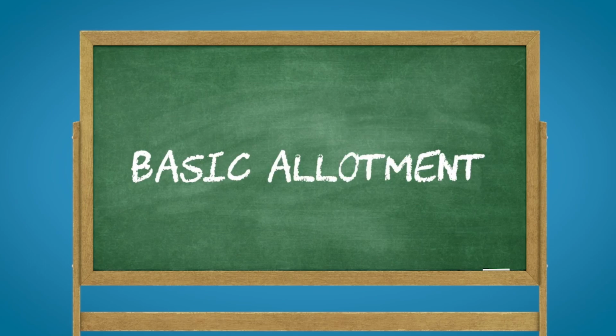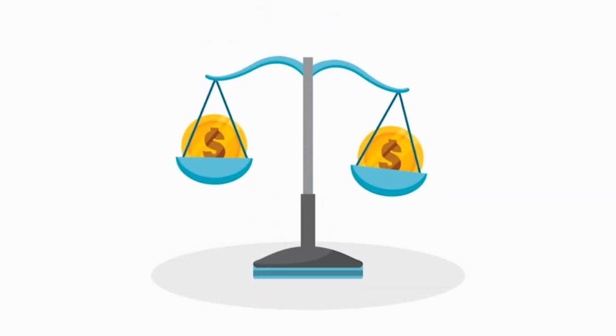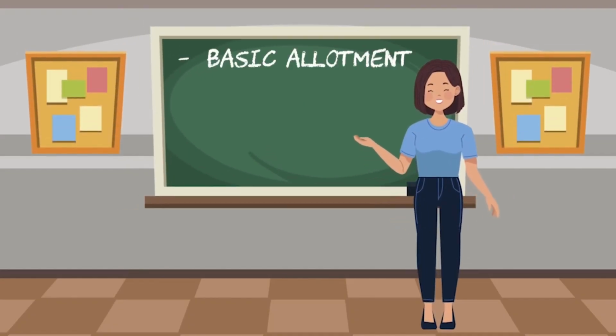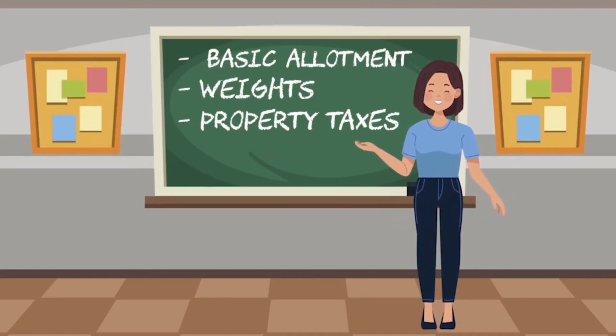In addition to the basic allotment, there are weights. Those weights mean the dollar amount goes up in some cases. Some students that have special needs cost more to educate than others. For example, there will be a career technical education weight that is a little bit more than, say, your general education weight because of the materials, the cost of equipment. It's just a more expensive program to run. So now we have basic allotment plus weights plus property taxes.